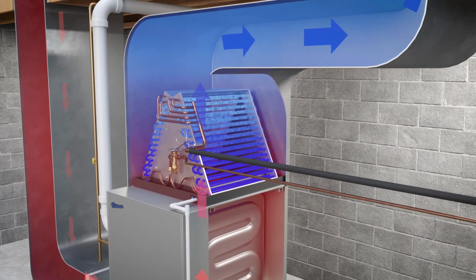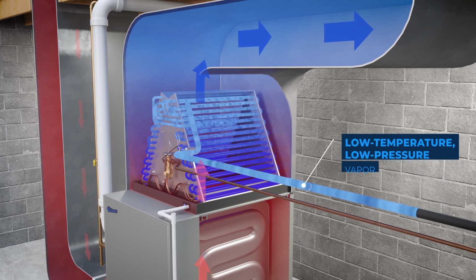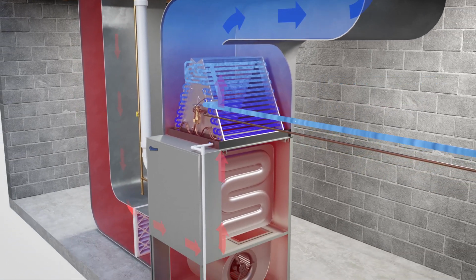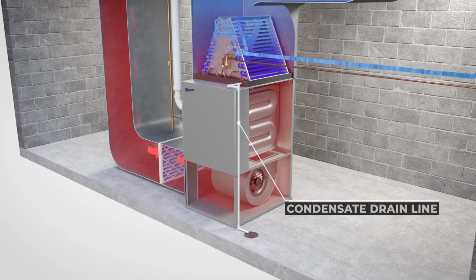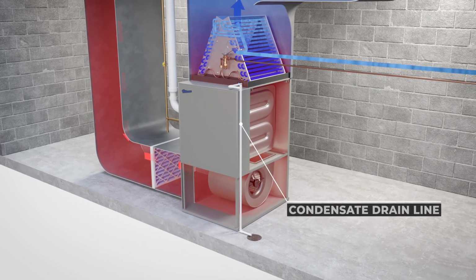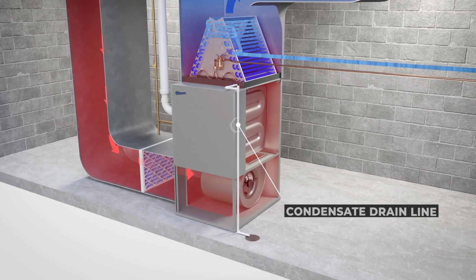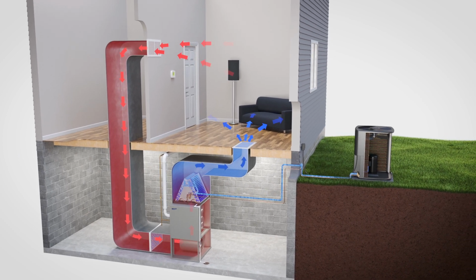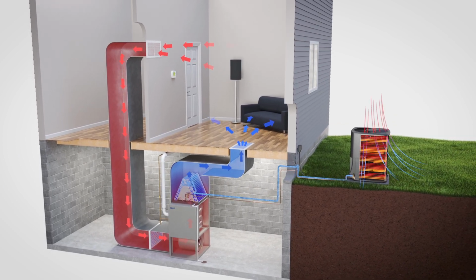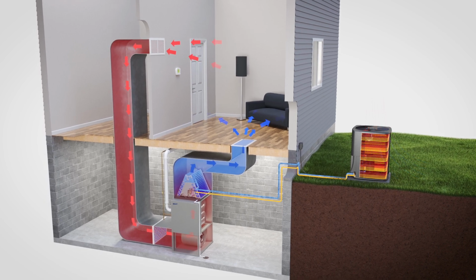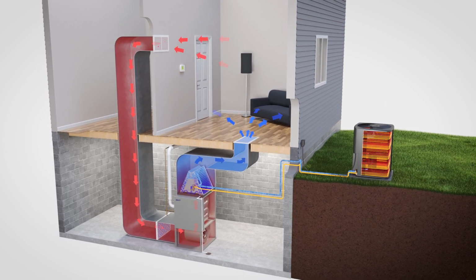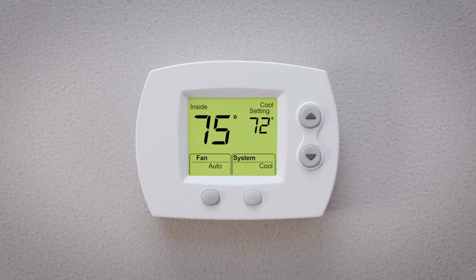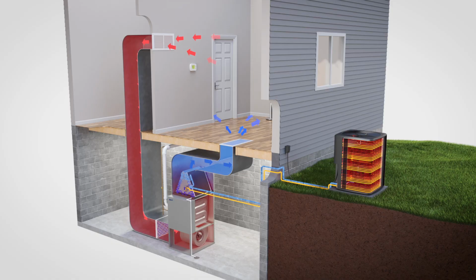As the air passes over the coil, the refrigerant is boiled and evaporates back into vapor form. During this process, condensation forms on the outside of the coil and exits through a condensate drain line. The refrigerant returns to the condenser to disperse the collected heat outdoors, and the cycle starts again. Your home is slowly cooled, and the thermostat shuts off the equipment once it senses the desired temperature.